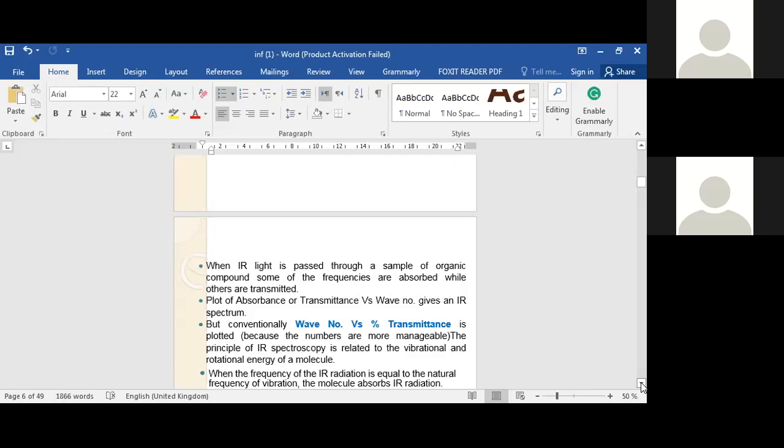So we get IR spectrum by plot of absorbance or transmittance versus wave number, but usually, conventionally, we use transmittance. يعني إحنا ممكن نلاحظ بعض الأطياف عبارة عن علاقة بيانية بين الويف نمبر مع الترانسميتنس أو الامتصاصية، لكن المعتاد عليه usually نستخدم الترانسميتنس.